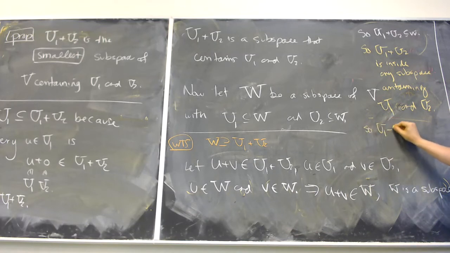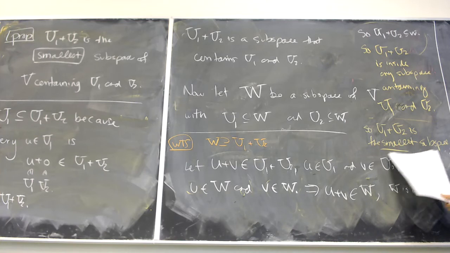So U1 plus U2 is the smallest subspace containing U1. Okay, I'm not harping on this because I think that there's a deep idea here.